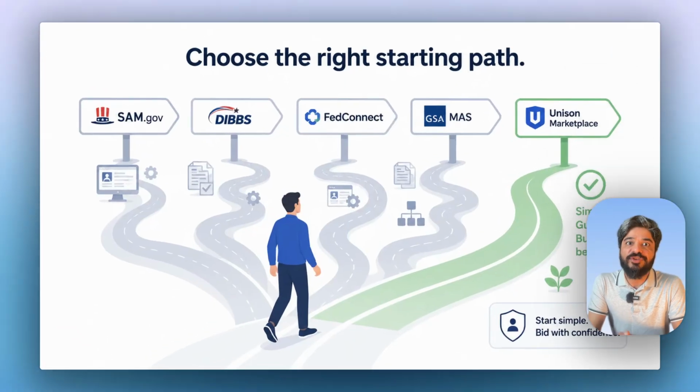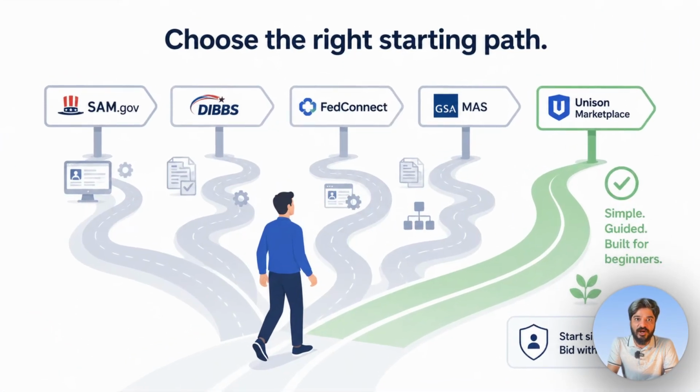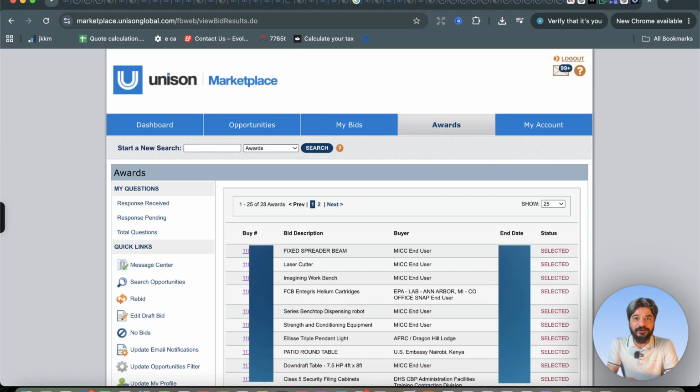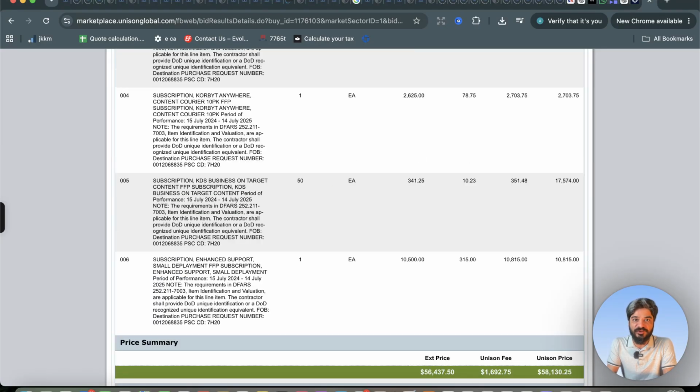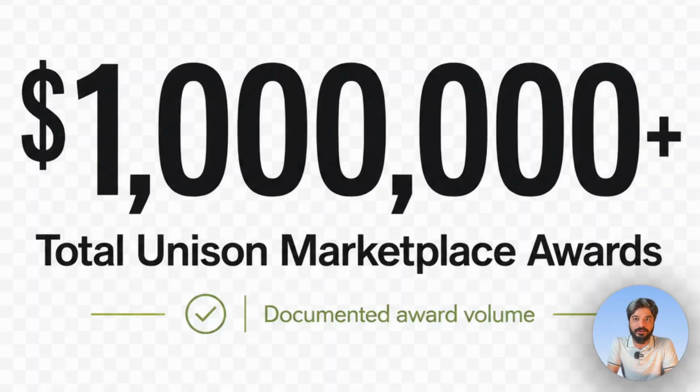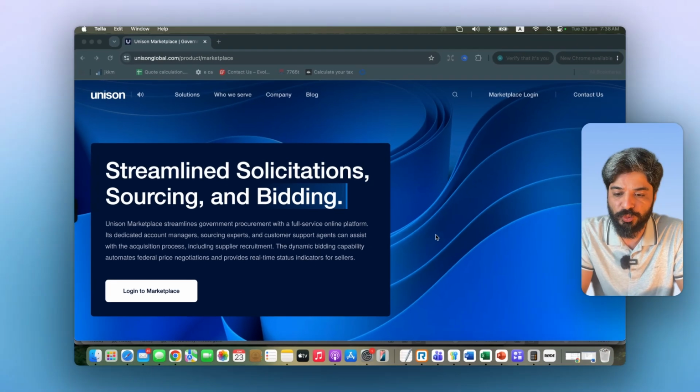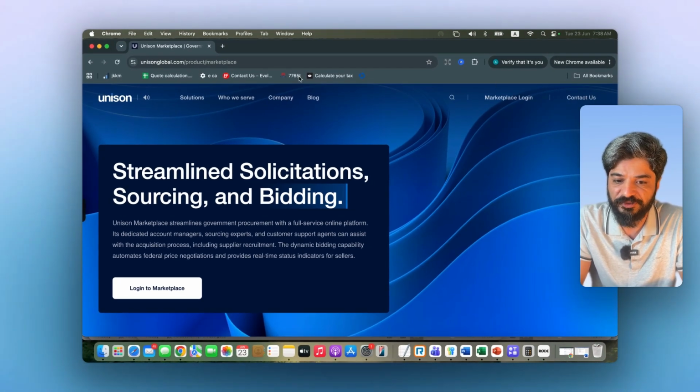Unison Marketplace is one of the easiest places to start real federal bidding, but only if you know what to check before you submit the bid. I have won 28 awards with Unison worth over $1 million. So in this video, I will show you how to find a bid, check the terms, price it correctly, and submit without guessing. Let's go to Unison Marketplace.